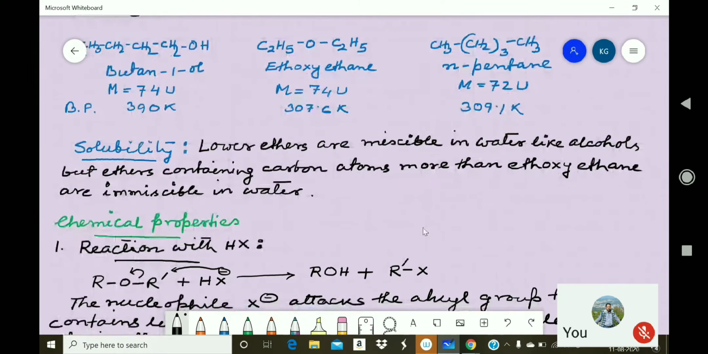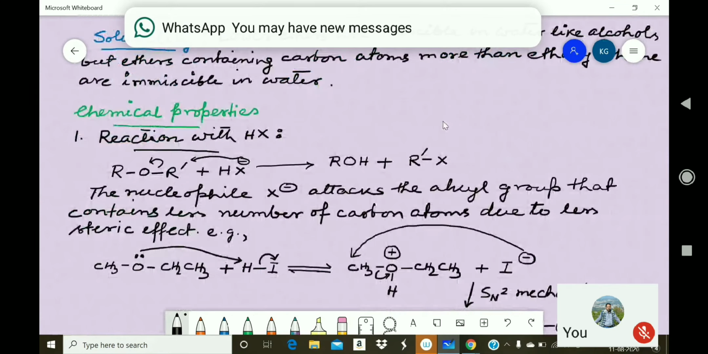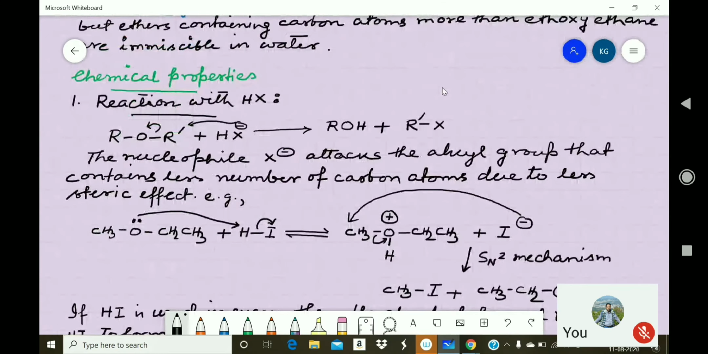Now look into the chemical properties of ether. Here, first of all, let us follow the reaction of ether with hydrogen halide. Now this ether, when it reacts with hydrogen halide, the nucleophilic group, that is the halide, attacks one of the alkyl groups, and it is found that the alkyl group which has a smaller number of carbon atoms is more easily attacked by the nucleophilic halide group, and that results in this kind of products.